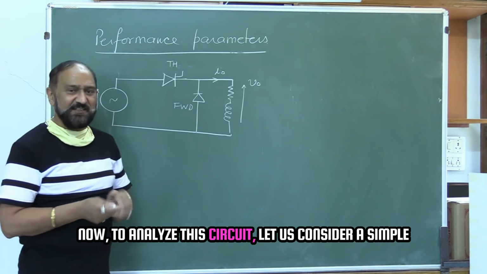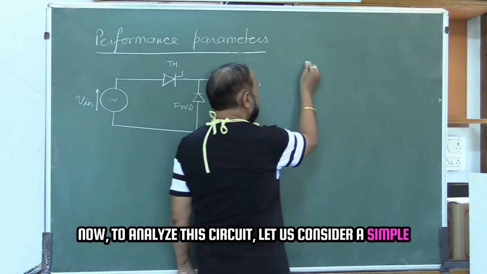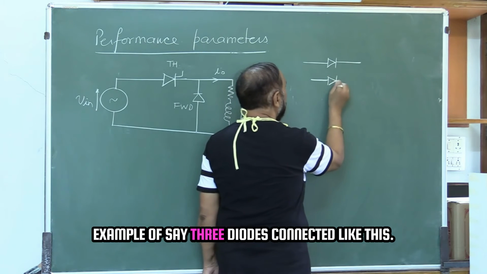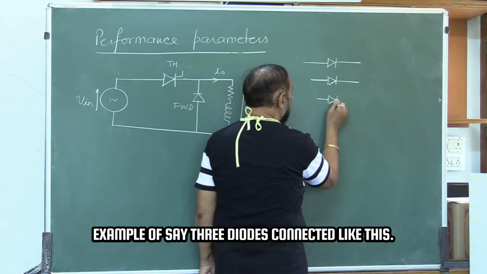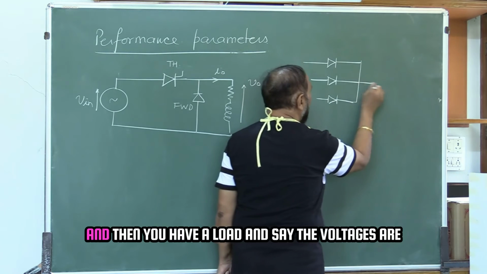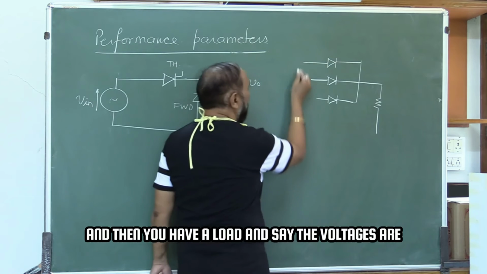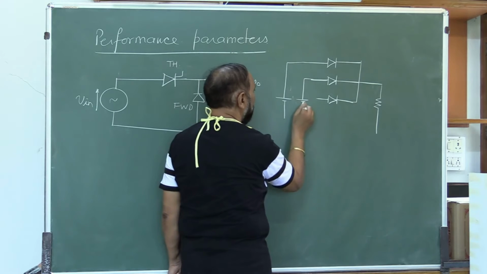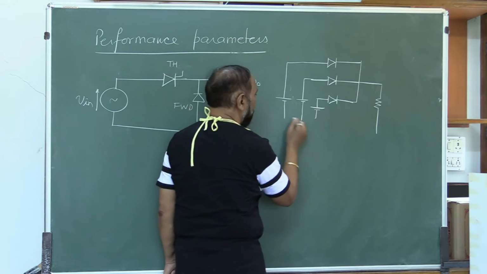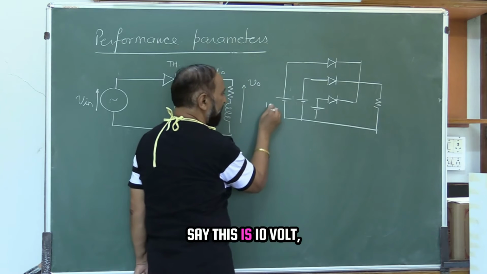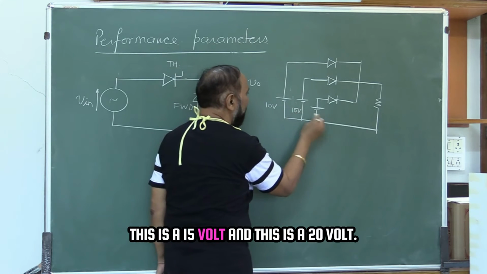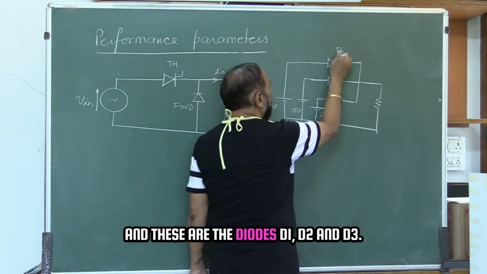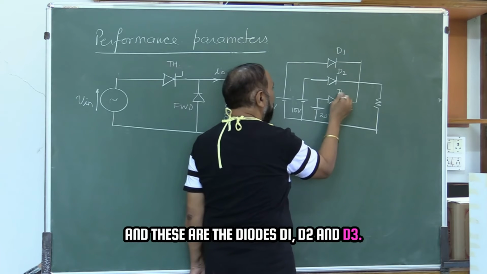Now to analyze this circuit, let us consider a simple example of, say, 3 diodes connected like this, and then you have a load, and say the voltages are, say this is 10 volt, this is say 15 volt, and this is say 20 volt, and these are the diodes D1, D2 and D3.